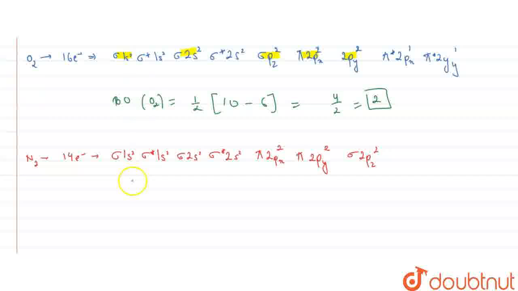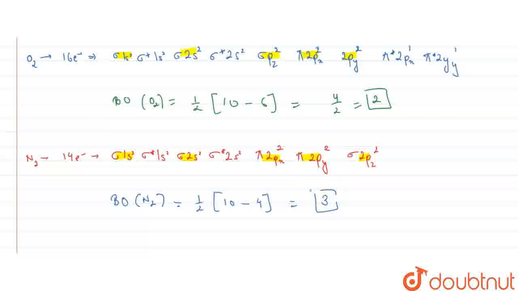Now let us calculate the bond order for N2. So bond order for N2 will be half times the number of electrons in bonding. So bonding, let us calculate 2, 4, 6, 8, 10. So we have 10 electrons over here. And in anti-bonding we have 2 plus 2, that is 4. 10 minus 4, this gives us 6 by 2, which is 3. So over here the bond order is 3.